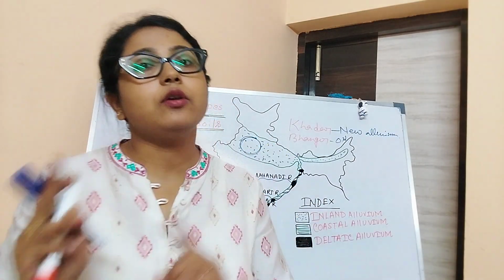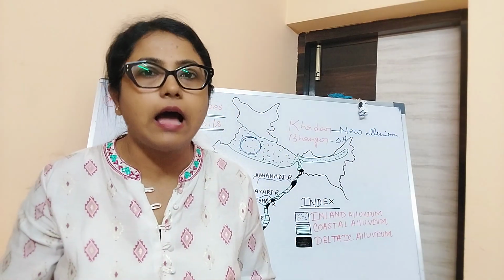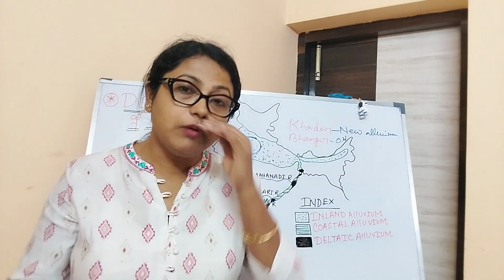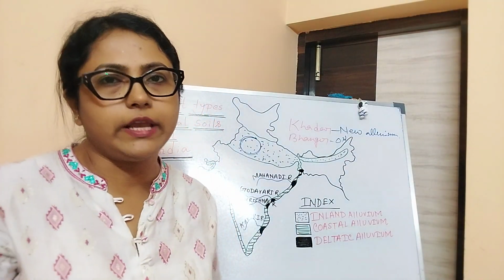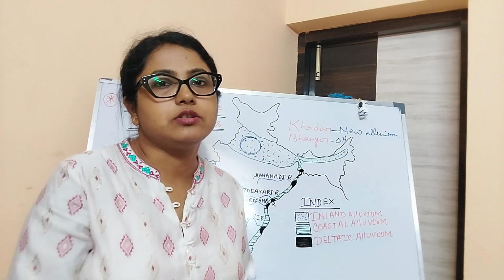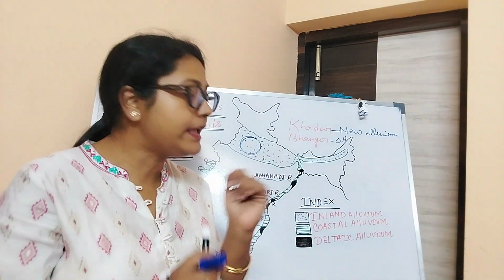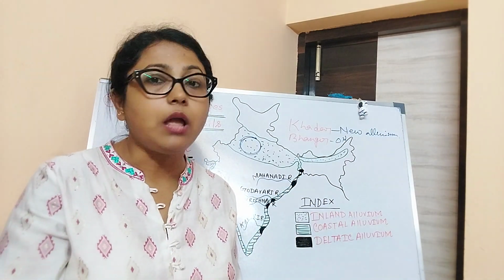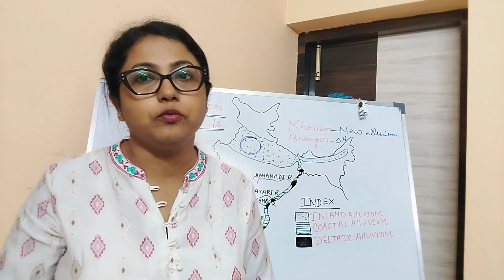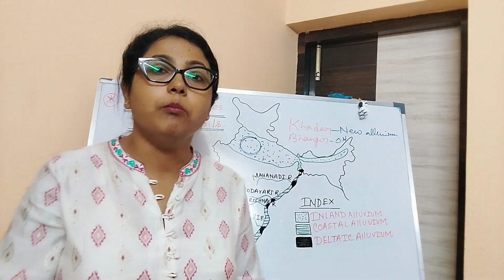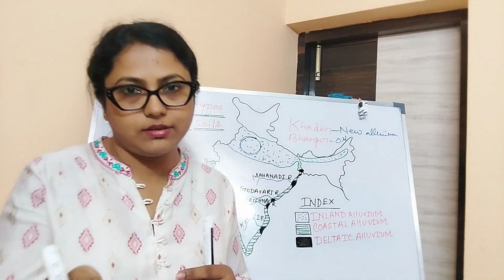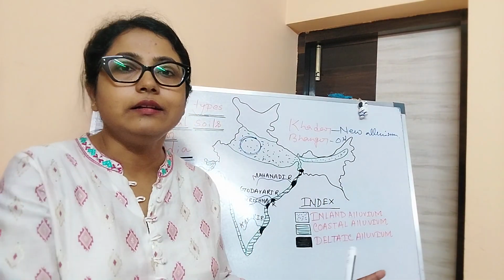Now deltaic and coastal, this type of questions are asked. What should be the difference? Number one, the locational difference we have already read. Now the characteristic related difference. Deltaic alluvium, I told you, is finer texture. But in case of coastal alluvium, sand particles will be more. Sand means it is more coarse. Okay, it is more coarse than deltaic alluvium.